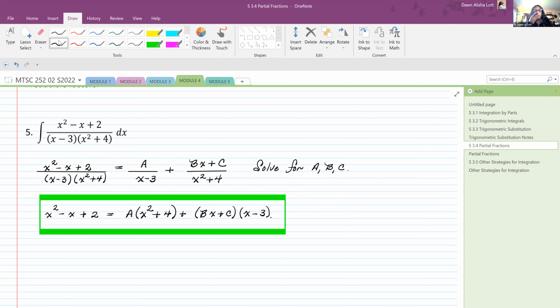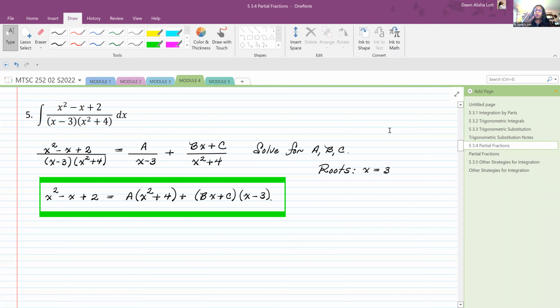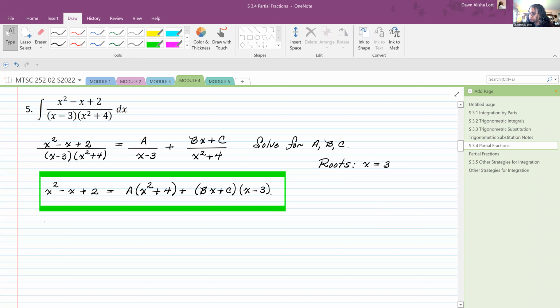Okay, so now when we look here, we can see that the only root we have of the denominator is x is equal to 3. So that means since we're solving for 3 things and we only have one root, we're going to have to come up with two other numbers in order to be able to get those values.